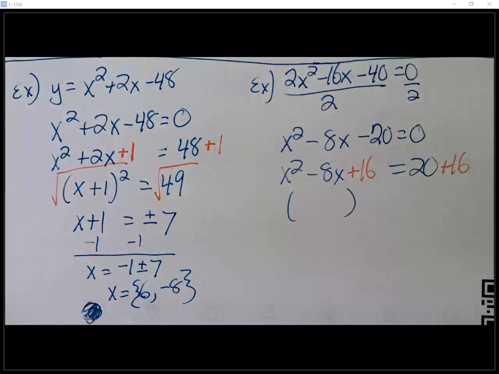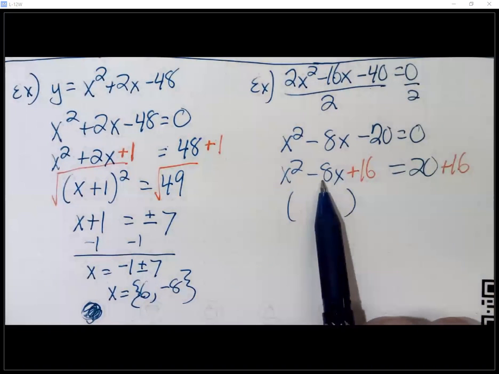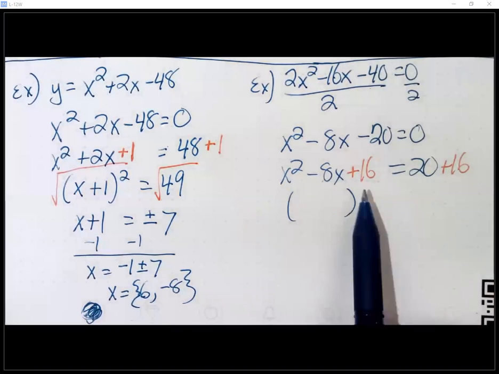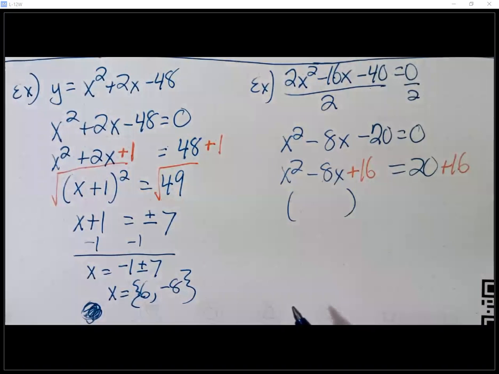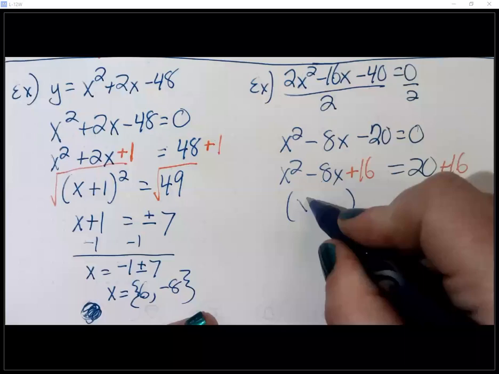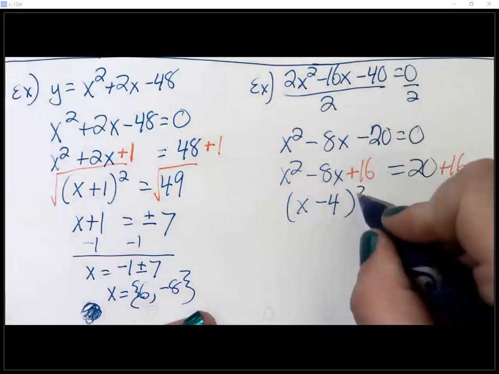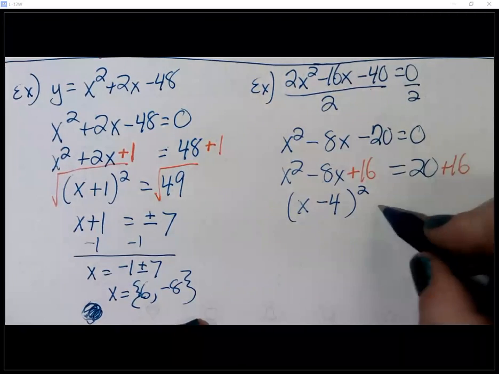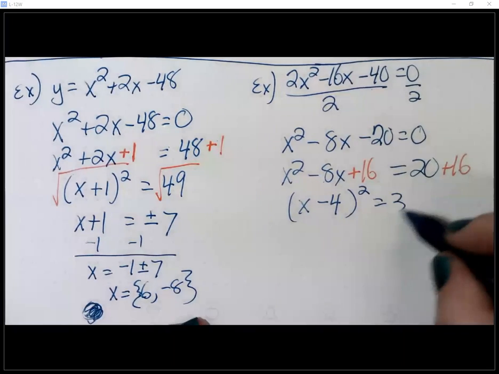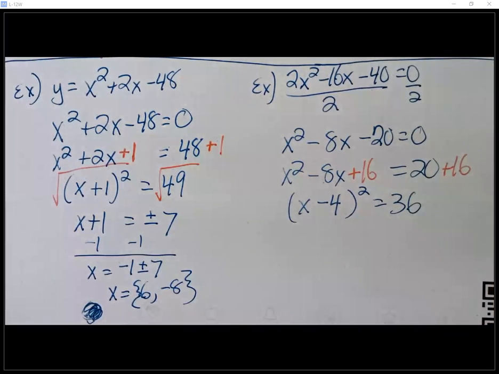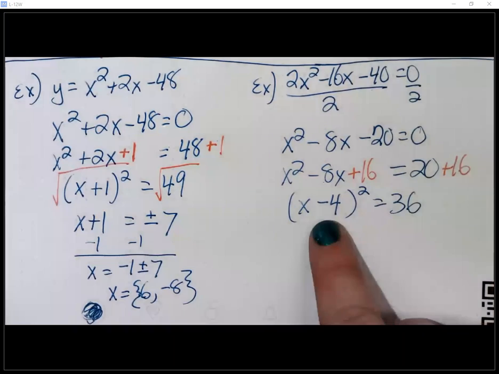What's that? We have a question. Yeah. Wait, how'd you get the 16 again? You want to take half of this number, so that's -4, but then you square that number. So -4 squared gets me a positive 16. Okay, thank you. What are the factors of 16 that add to -8? -4, so I write this as x minus 4 squared. The signs matter, right? So then over here, that's just a 36.